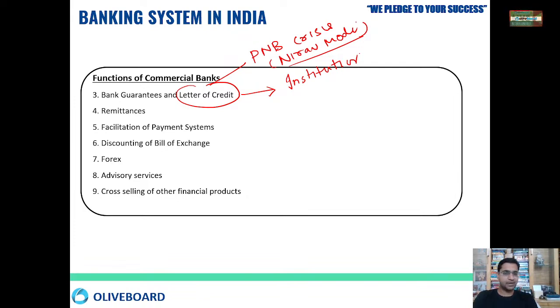Banks act as a payment and settlement system. They provide discounting of bills. They work as forex conversion also. Banks provide advisory services. Banks also sell various types of financial products. So these are the areas in which banks work.